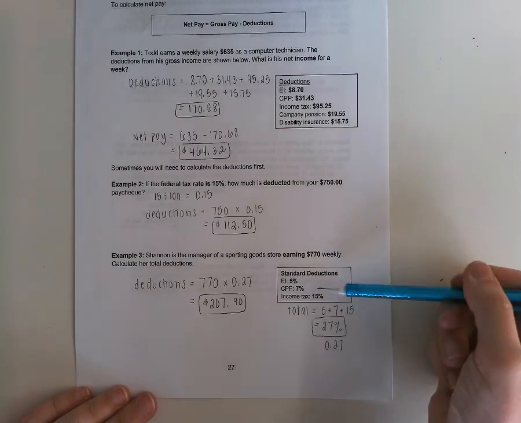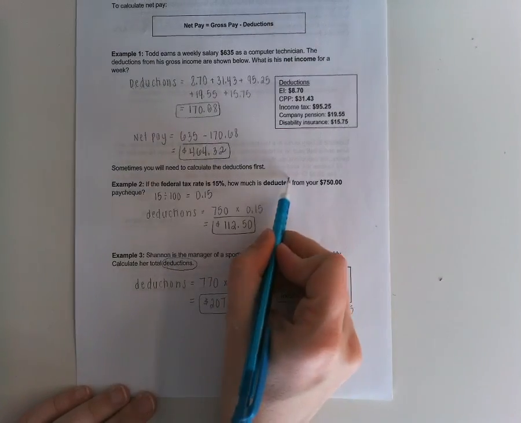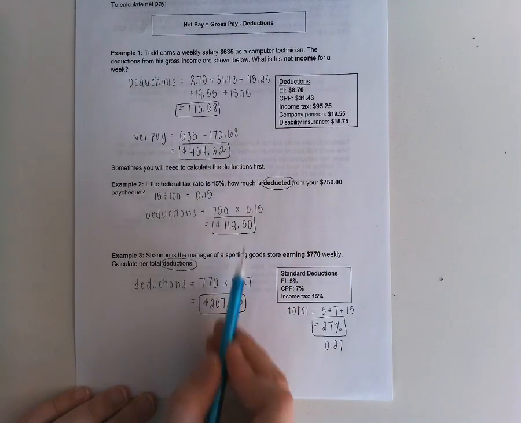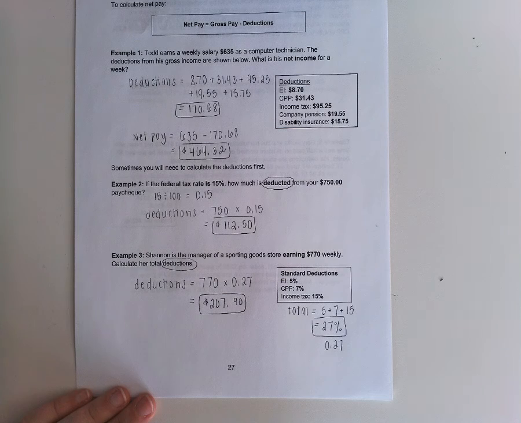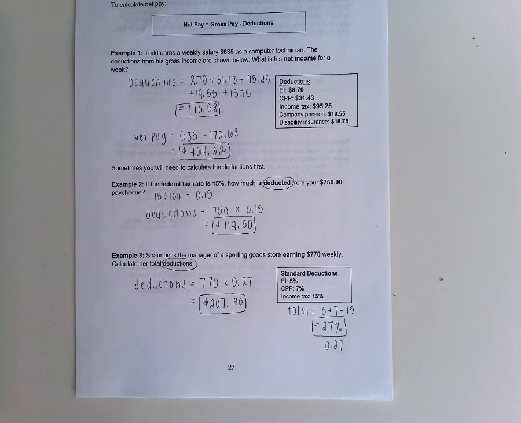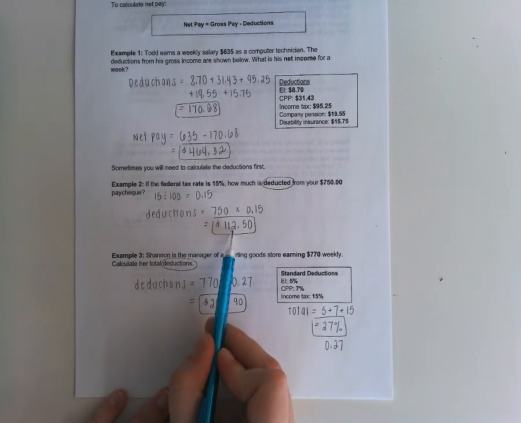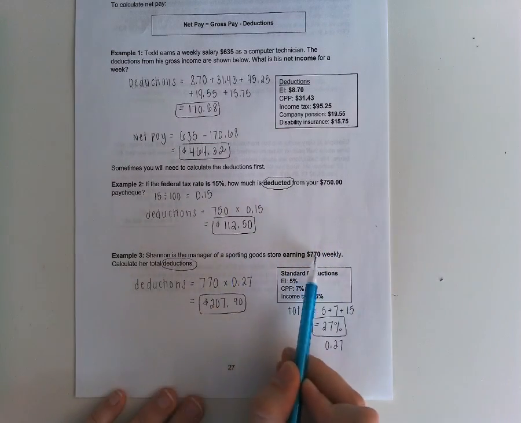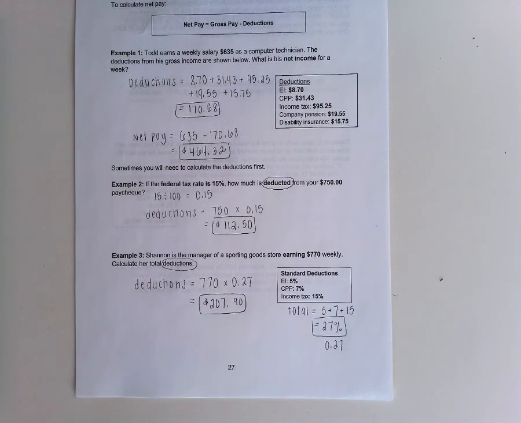Remember, in both of these questions, it's asking you to calculate the deductions. So these are the amounts that would be deducted from these people's paychecks. It hasn't asked you to calculate the net pay. If you wanted to find the net pay, you would take this 750 and subtract the deductions, or 770 and subtract the deductions. But it has only asked you to calculate how much is being deducted.